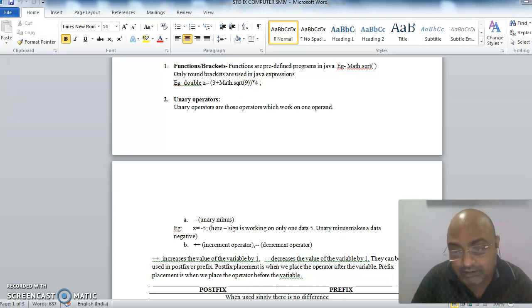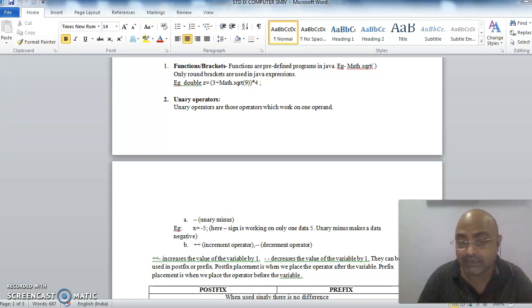Now, unary operators, children, you have seen one unary operator in mathematics, and that is still here in Java also, and that was unary minus. So what is unary minus? Unary minus is a minus sign which you place before any data to make it negative. It basically negates a data, like x is equal to minus 5. So notice minus here is working only on one data, that is 5.